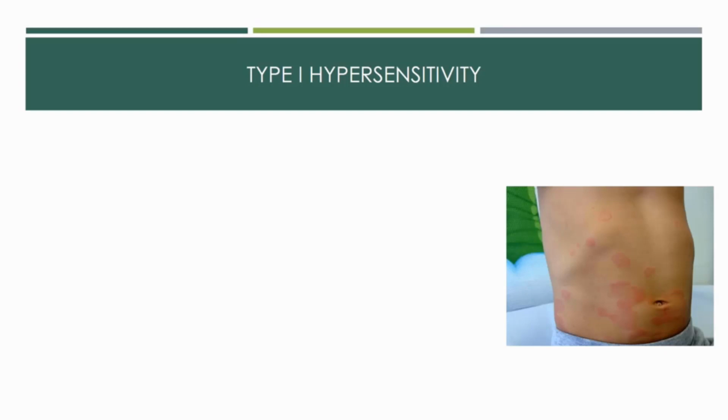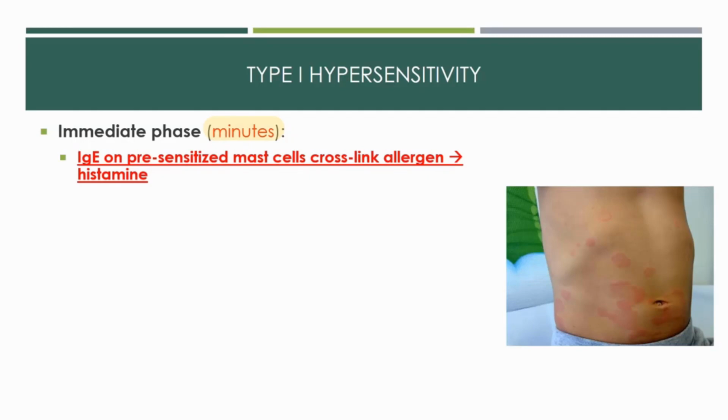So let's get down to it. Type 1 hypersensitivity has two phases. The first is called the immediate phase, which takes place within minutes of exposure. And we've already gone over this high-yield mechanism in detail in our innate immunity lecture. This is when allergen cross-links the IgE on pre-sensitized mast cells, leading to release of histamine. Histamine is responsible for smooth muscle contraction that leads to vasodilation, causing erythema, warmth, and swelling, and also to bronchospasm, which is what causes airway problems and severe reactions. We give antihistamines like Benadryl to treat allergy.